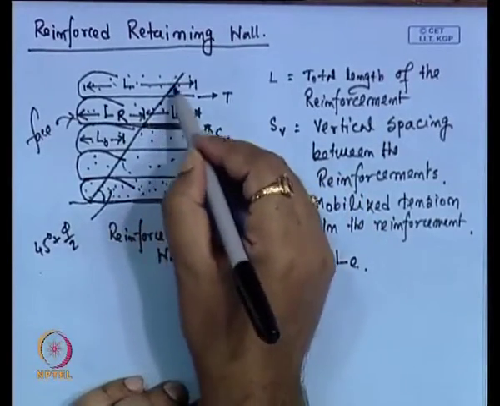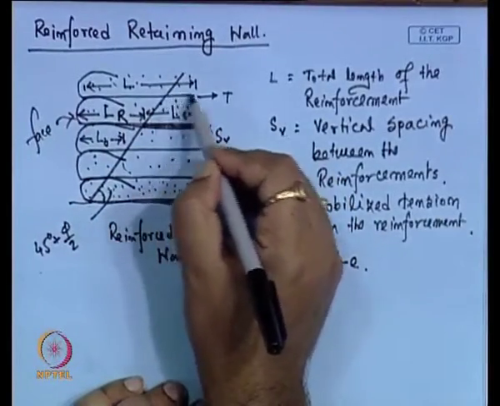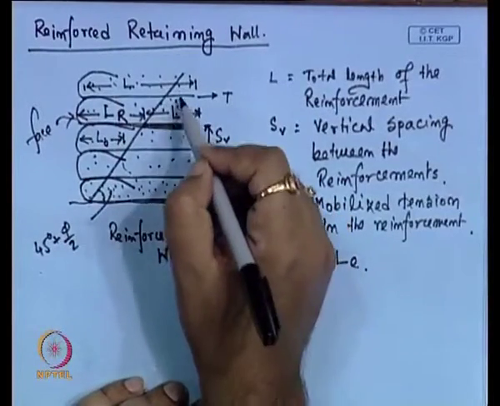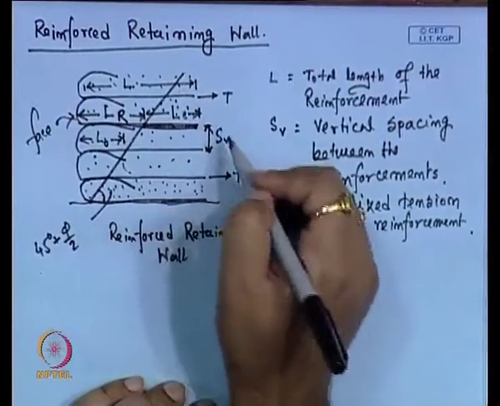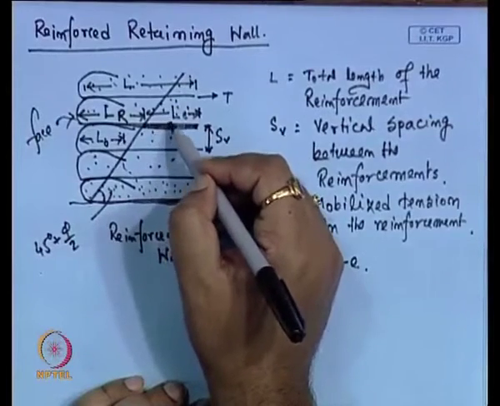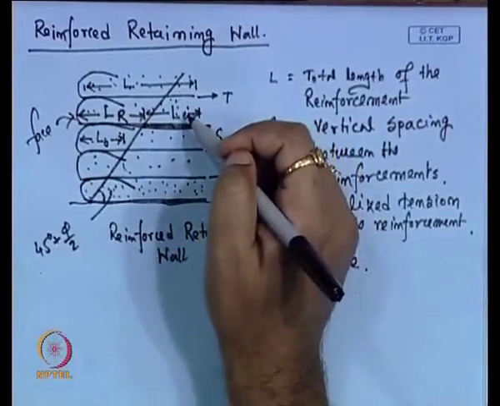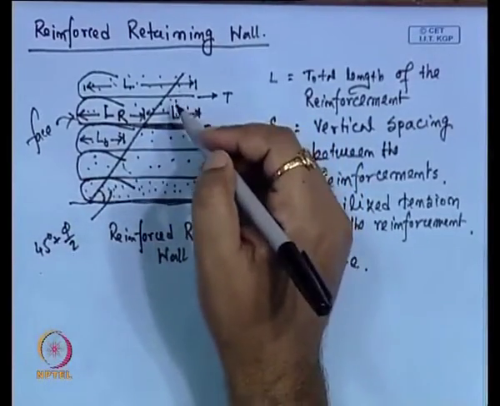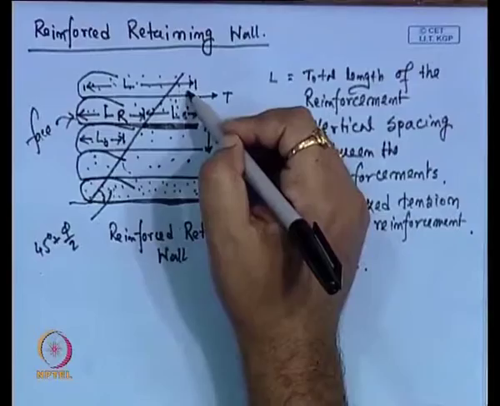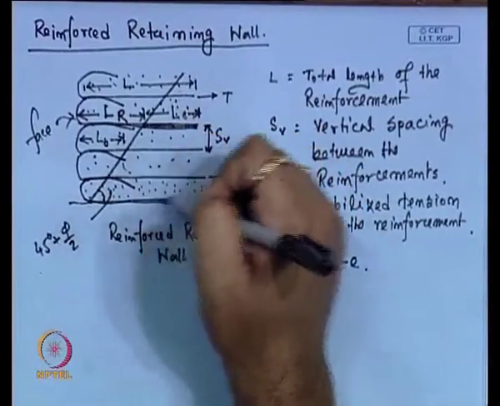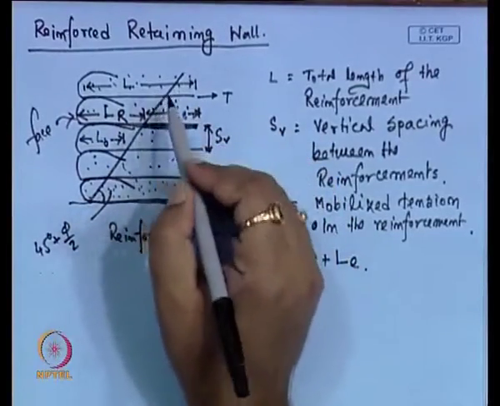When this soil mass is trying to move downwards, there is an interaction between the soil and the reinforcement. Because of that, friction will develop, and because of this friction, there is a bonding between the reinforcement and the soil. This bonding allows the reinforcement to hold this total soil mass, so that it cannot slide.